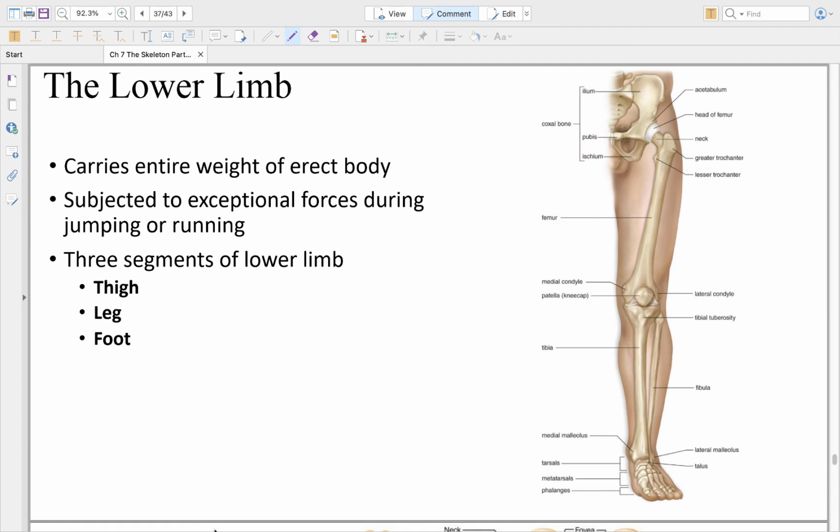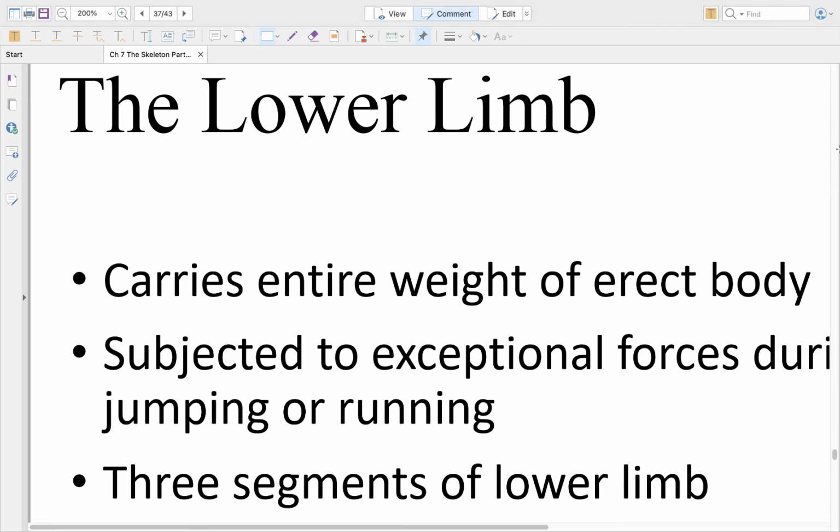Okay, the lower limb carries all of the weight of your body. That's not surprising. It mostly falls onto this bone, your tibia. So we're going to look at the thigh, the leg, and the foot, and what that really means in our anatomy class is the femur. That's the biggest bone in your body, the tibia, the fibula, and the foot. And I'll go into the details of that. Now I want to point out something important here in this image.